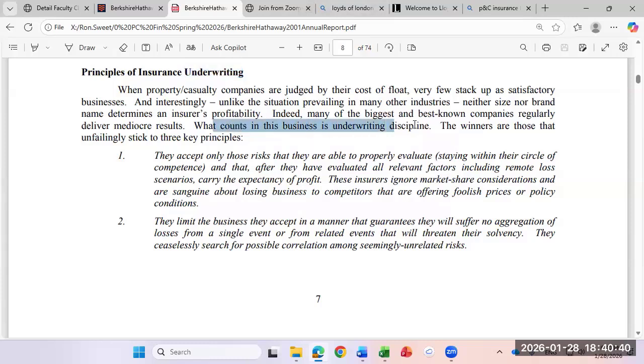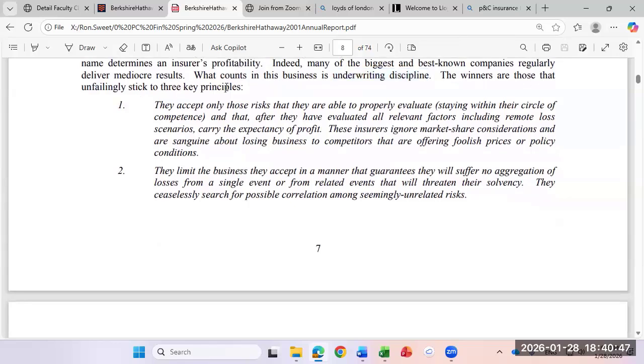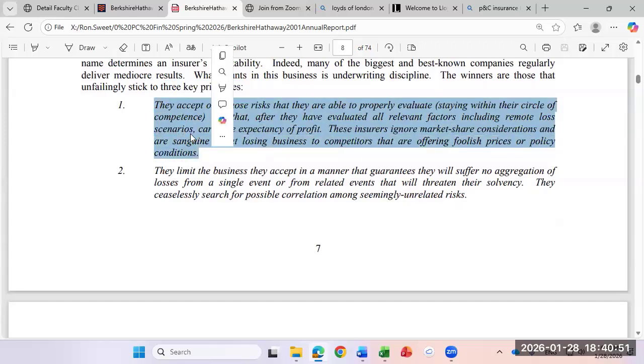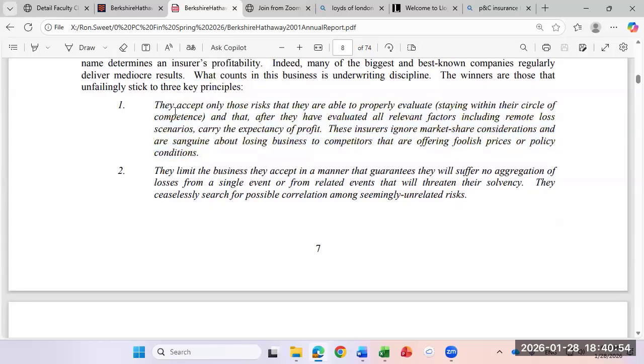So what counts in the business is underwriting discipline. He says 3 principles. We've got 6. So let's see if we can figure these out, and I'll try to match his up with yours. Put these into your own words when you summarize them. You can quote him, but put it in your own words.